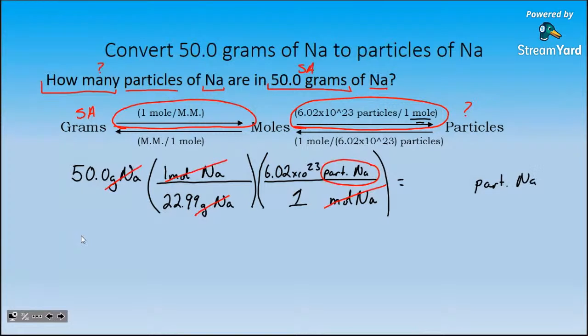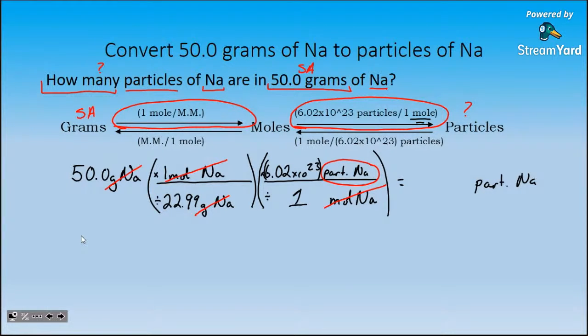And now I can do the math. I'm going to again multiply by my numerator, divide by denominator in each step, and you can either do all the multiplying and then all the dividing, or you can do it step by step. I typically go step by step. So I'm going to type in 50.0 times 1 divided by 22.99 and then multiply by, and again, because I've got a number that's in scientific notation, I'm either going to put that into parentheses or use that E button, and I prefer the E button.